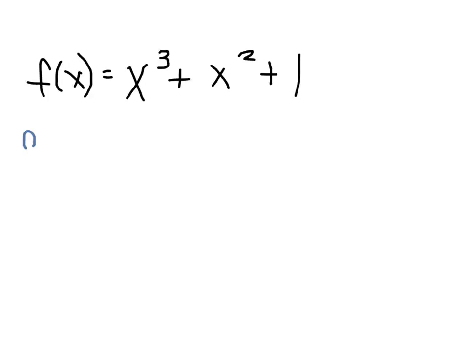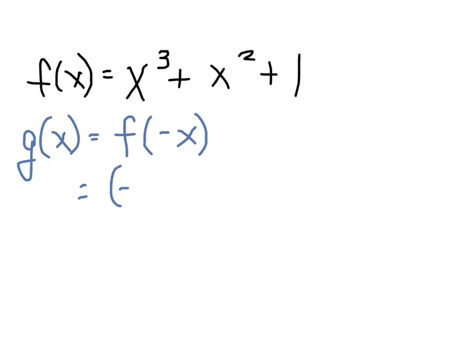And it says for g this time... Okay? If it says this, now I'm going to put negative x in for every x that I had. So it's going inside the grouping symbol, or inside a parentheses. So in order to finish this one out, this is going to look like this. Negative x to the third plus negative x squared plus 1.